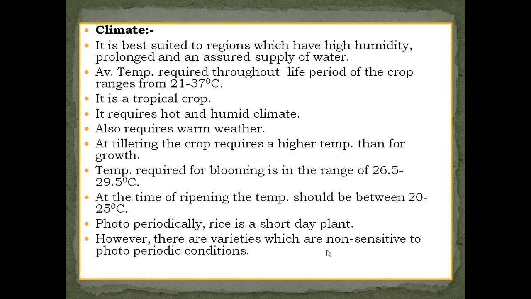which will be similar. And here we can see the average temperature for the rice crop requires 21 to 37 degrees Celsius. And then at the tillering stage, the crop requires higher temperature than the blooming and the ripening. Then the blooming stage requires 26.5 to 29.5 degrees Celsius, and for ripening 20 to 25 degrees Celsius. This is the climatic requirement for rice.